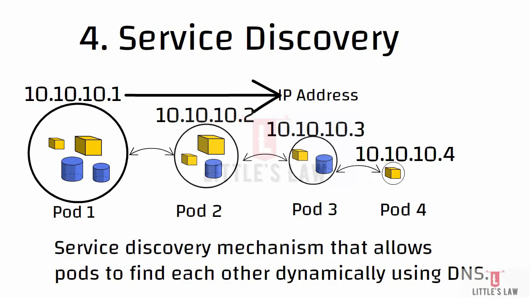So service discovery is a mechanism that allows pods to find each other dynamically. It's not static, it's dynamic using DNS. Whatever happens, like scaling or destroying and recreating, the service discovery mechanism allows them to reliably communicate with each other using their DNS names. So now we will move on to the next part, which is network policies.